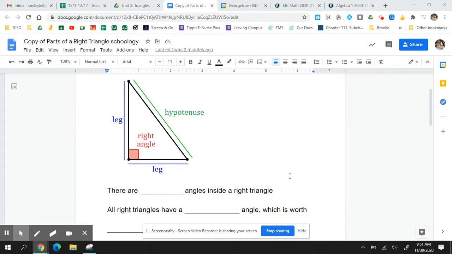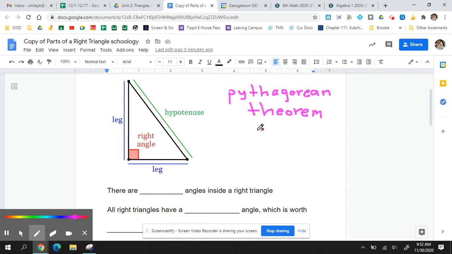Hi everyone, today we are going to look at parts of a right triangle. And the unit we're starting is called Pythagorean Theorem. Okay, so I know it sounds kind of funky, but it is Pythagorean Theorem. And what this means is you have to have a right triangle.